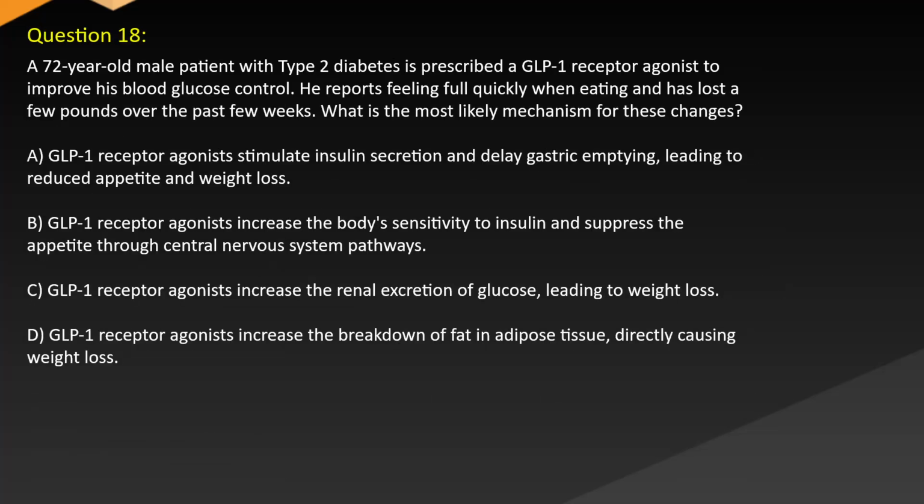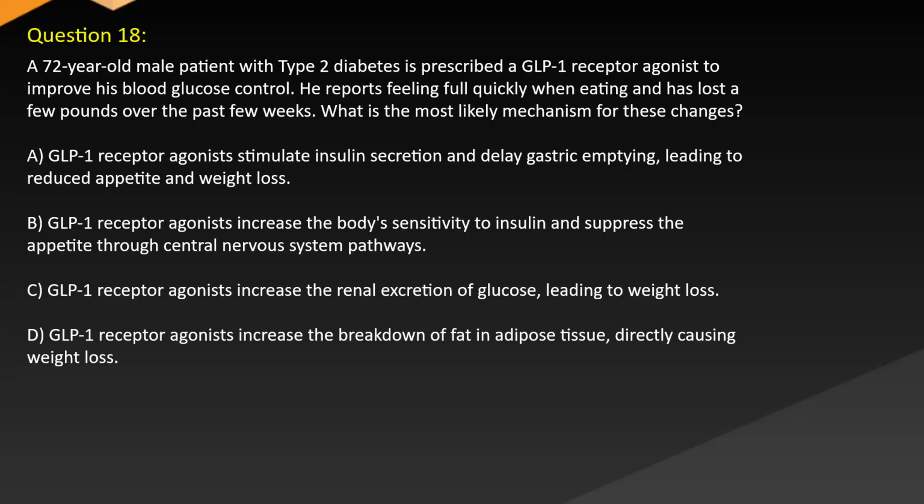A 72-year-old male patient with type 2 diabetes is prescribed a GLP-1 receptor agonist to improve his blood glucose control. He reports feeling full quickly when eating and has lost a few pounds over the past few weeks. What is the most likely mechanism for these changes?